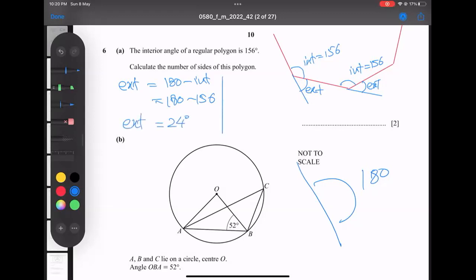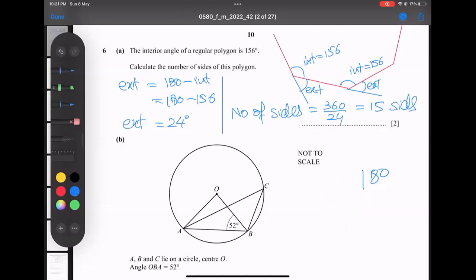But what is the formula for the number of sides? It is 360 divided by the exterior angle. So 360 divided by 24. I checked it, and I'm getting 15 sides. So I hope this point is very, very clear.